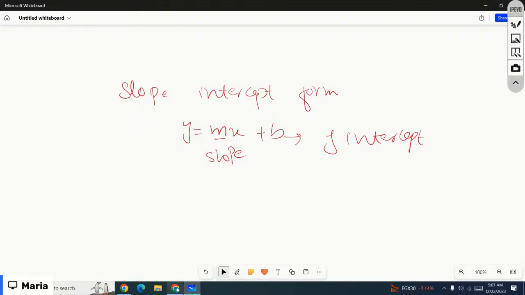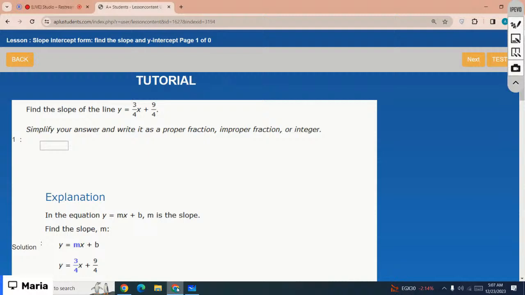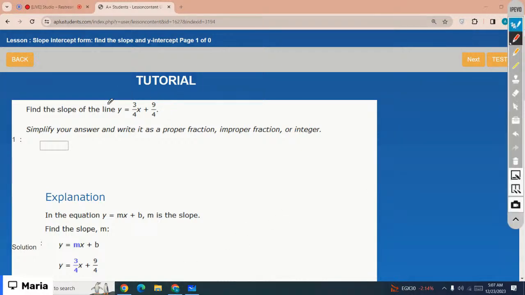The first example is find the slope of the line y equals 3 by 4x plus 9 over 4. Whenever we have to calculate the slope and the y-intercept from the equation, you just need to equate the equation with the slope intercept form of the equation. The slope intercept form is y equals mx plus b. So when you equate, m equals 3 by 4 and b equals 9 by 4.